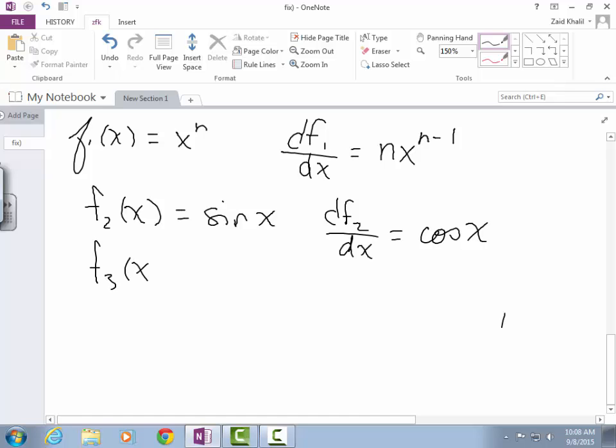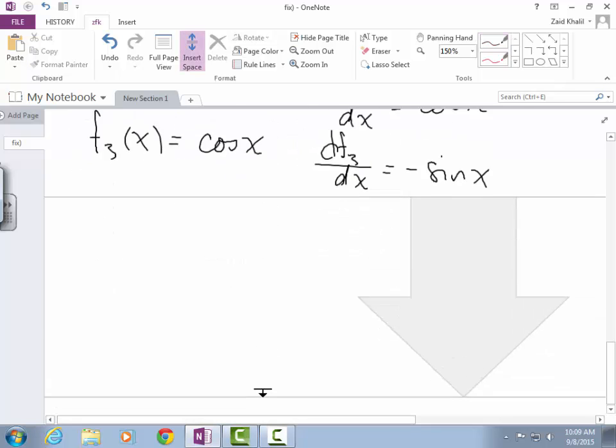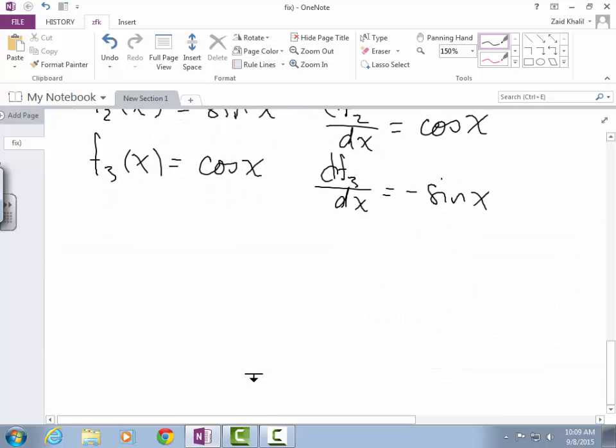F3. Notice, why am I actually doing this, as opposed to just saying f of x? This way you know these are distinct quantities. Cosine x, negative sine. And you should prove all of these. I can't stress this enough. You should go through and prove all these. It's a great exercise using the definition of the derivative.